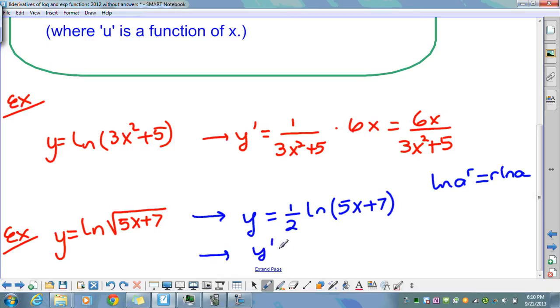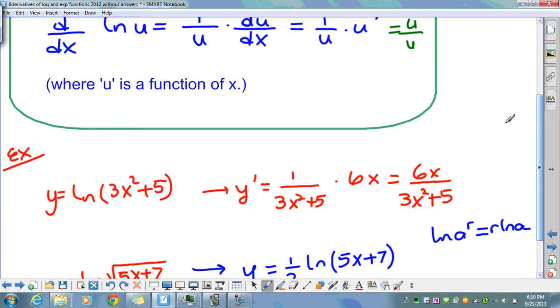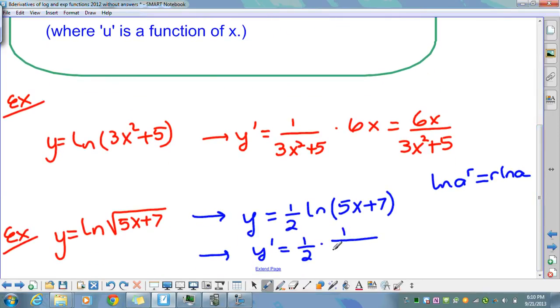The derivative equals 1/2 remains. Just differentiate this function. And we know what the rule is, right? 1 over u times du dx. So it's going to be 1 over 5x plus 7 times the derivative of the inside, which is 5. And if we clean it up a little bit, we can write this as 5 over 2 times quantity 5x plus 7. And you couldn't really simplify the 5 with this, because this doesn't have a factor of 5 that you could factor out. So we're just going to leave it like this.